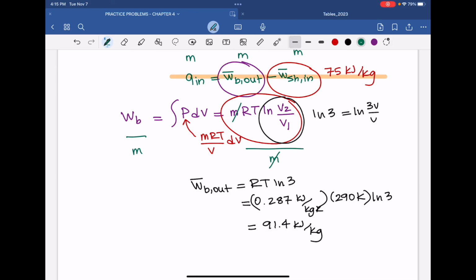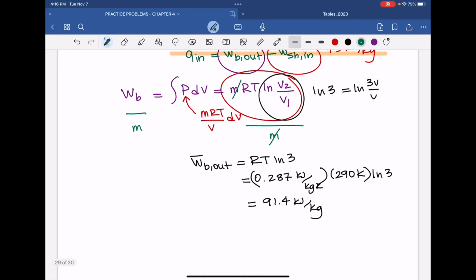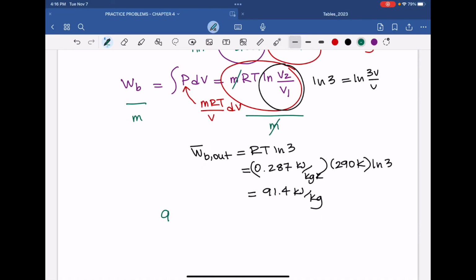Okay, so there was a fire alarm in the building, so I had to get out of the building, but now we continue where we stopped. So here the boundary work out per unit mass, we figured it out. Now the next thing is to put it in our energy balance.